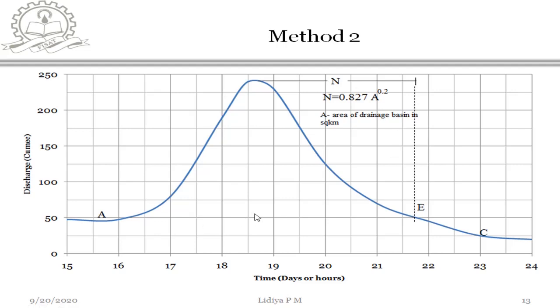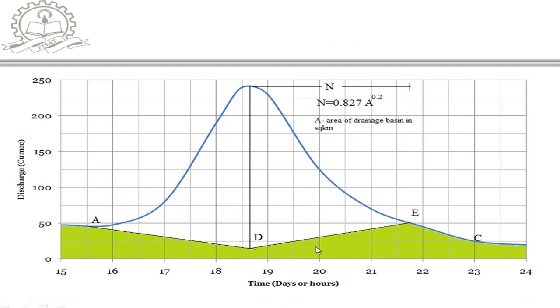Then next step, in order to separate the area, first you have to drop a vertical line from the peak. Then you have to extend the recession limb before the rise, and this point is represented as D. From this point, join a line DE. The area under the line ADE represents the base flow. This shaded area represents the base flow. So this much area gives the direct runoff.